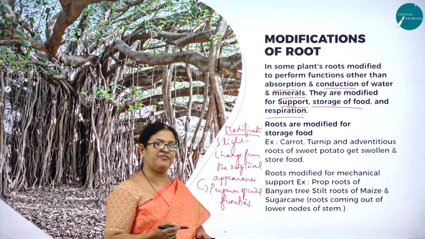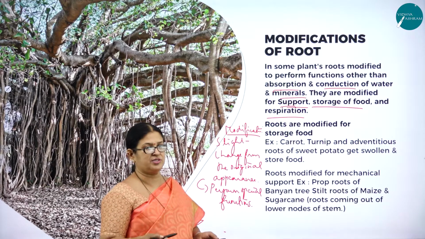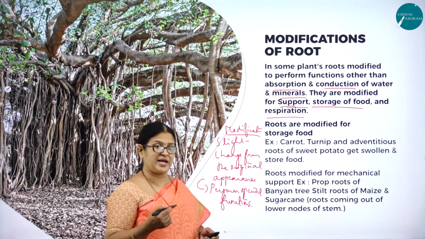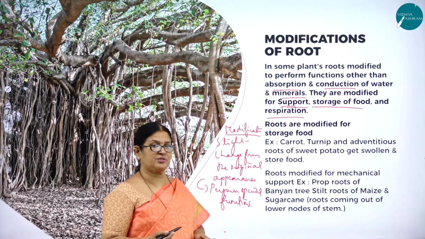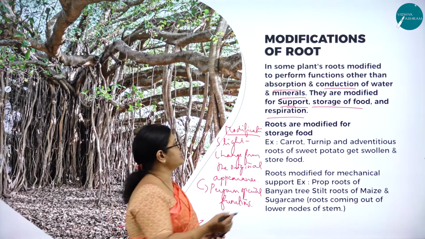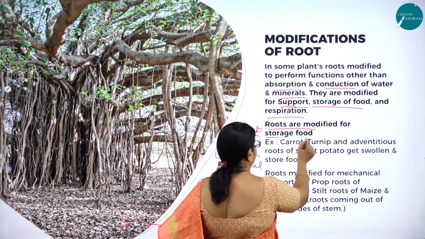Why do they get modified? To perform some special functions. What are the special functions? To give mechanical support, storage of food, or also to carry on the process of respiration. Now let us study some examples. Roots are modified for storage of food.